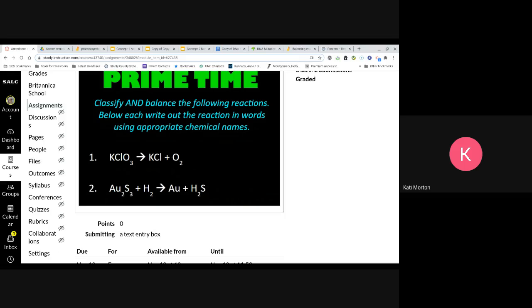To classify, yesterday we learned that if you have an equation that is A plus B equals AB, this is synthesis. If it is AB arrow A plus B, it's decomposition. If it is A plus BC yields B plus AC, this is single replacement.